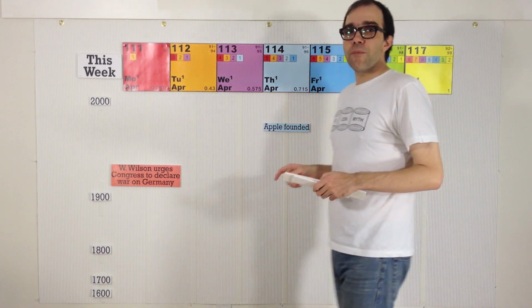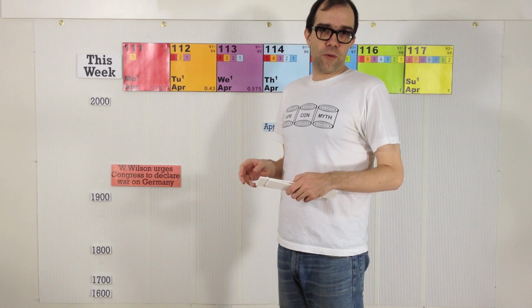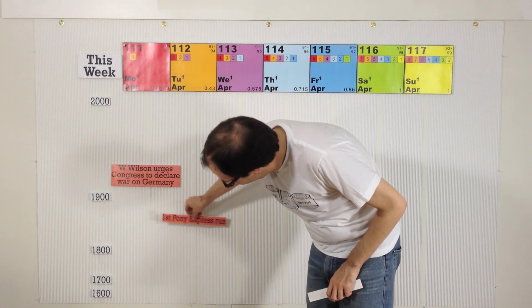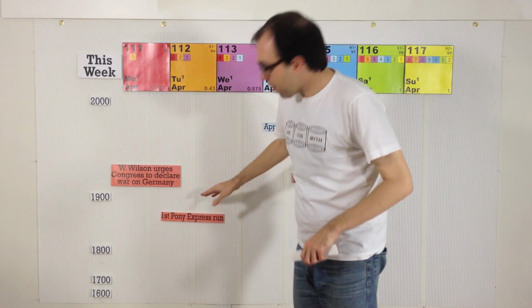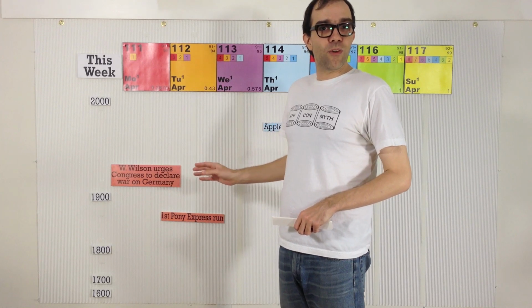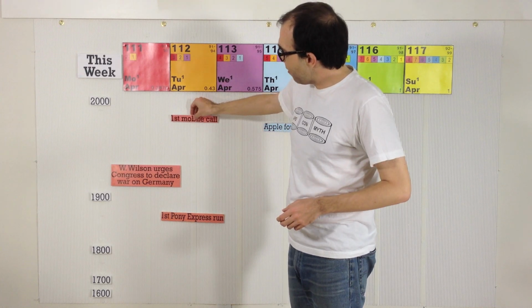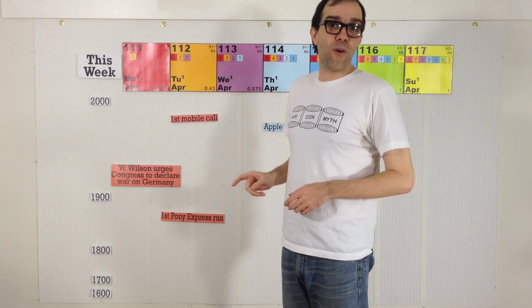Back on Tuesday, we got two communications systems getting their start. The first, in 1860, the Pony Express has its first run leave St. Joe, Missouri, and on that same day, in 1973, the first mobile phone call was made.